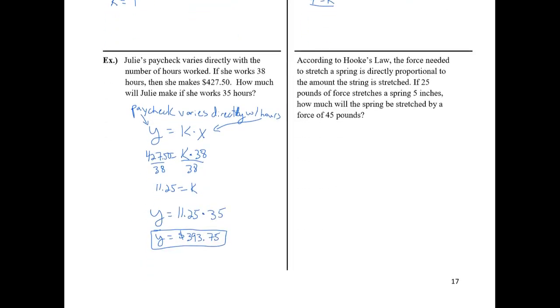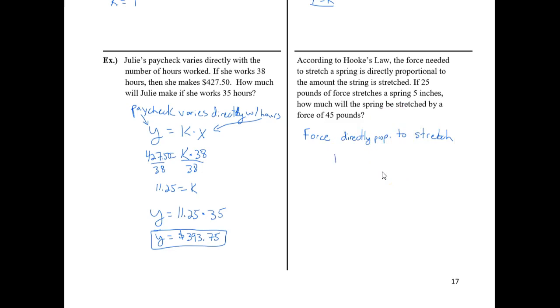The next one says, according to Hooke's law, the force needed to stretch a spring is directly proportional to the amount the spring is stretched. So the force is directly proportional. That's the same thing as saying varies directly. Directly proportional to the amount the spring is stretched. So the force varies directly to the stretch. So that's going to be our equation.